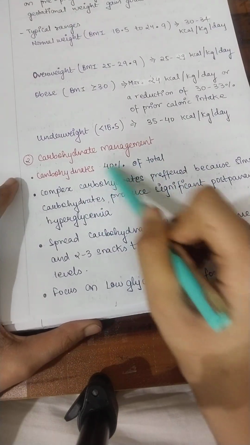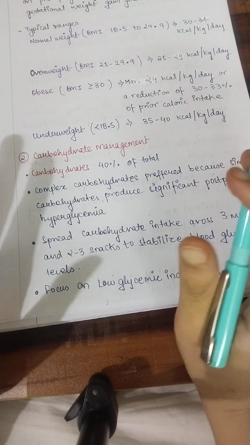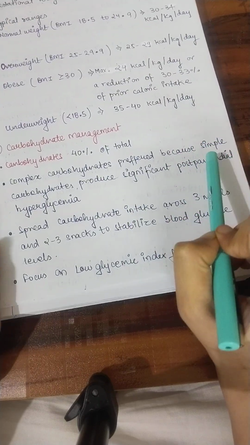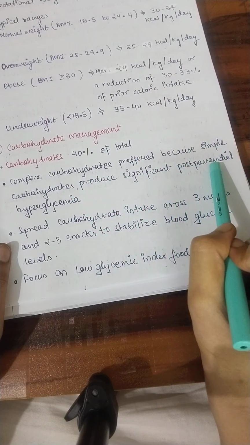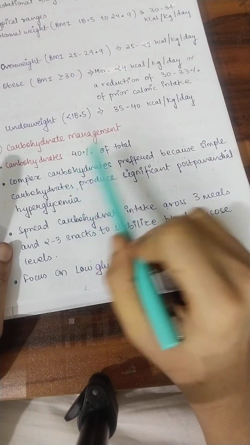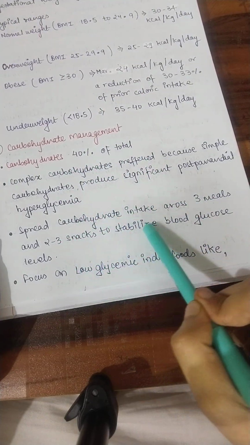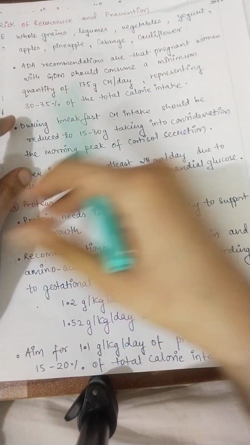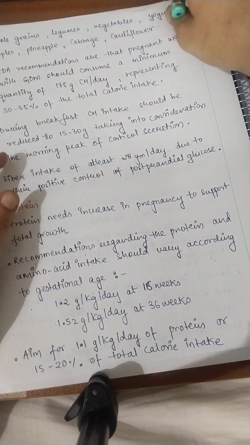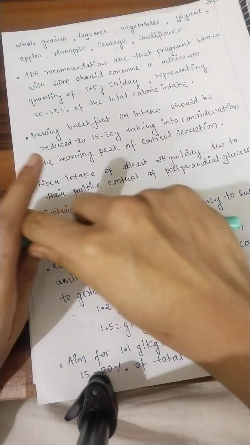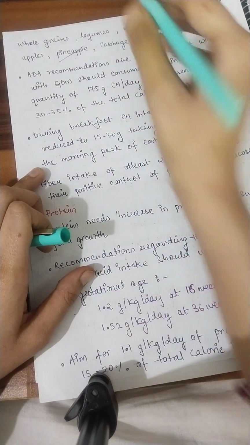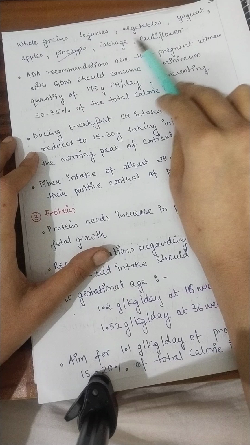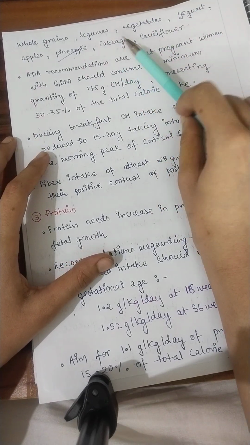Now, carbohydrate management. Carbohydrate should be 40% of the total meal we are taking in a day. It should be mostly complex carbohydrate rather than simple carbohydrate, because simple carbohydrate produces significant postprandial hyperglycemia, and this carbohydrate meal we have to divide into 3 meals and 2 to 3 snacks to stabilize the blood glucose level. We have to focus on low glycemic index foods like legumes and whole grains, vegetables, yogurts, apple. It should not include pineapple, because pineapple and papaya we should generally avoid in pregnancy, particularly in the first 3 months. Cabbage, cauliflower, you can avoid if she is hypothyroid.